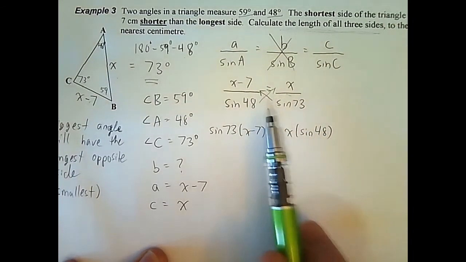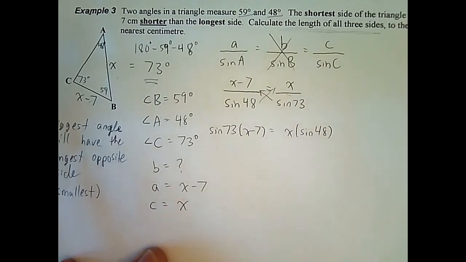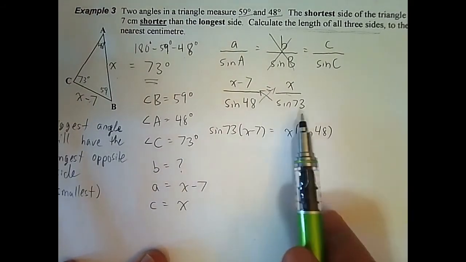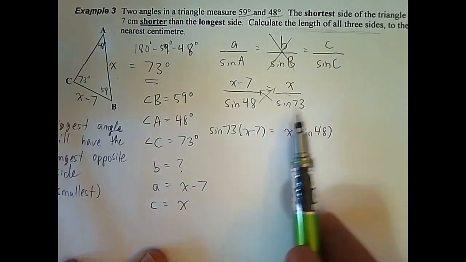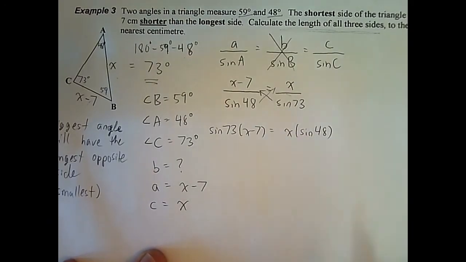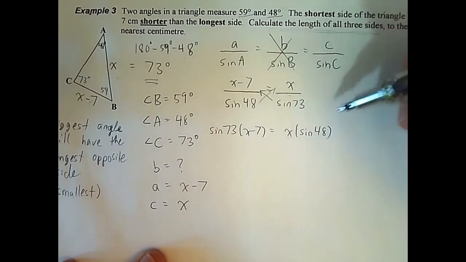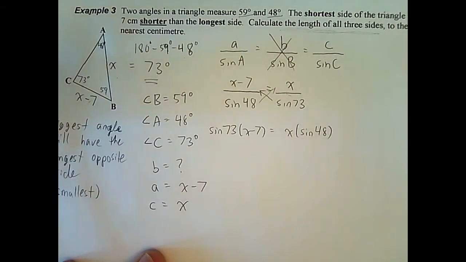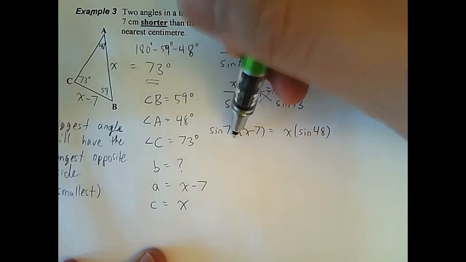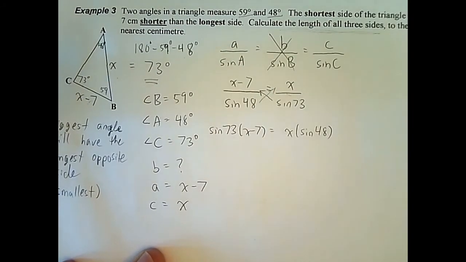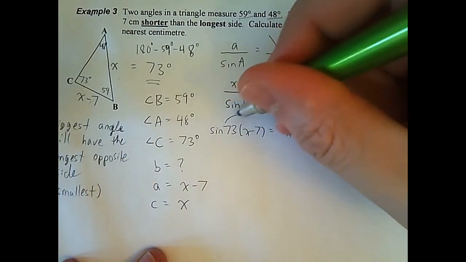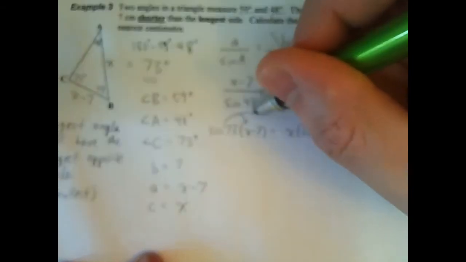If you have trouble with this, please book an office hour with me. It's like 5 minutes and I can help you understand it. So all I did was cross multiplying, or multiplying both sides by both denominators, and then canceling out. So now I have sine 73 times (x minus 7) equals x times sine 48. Remember that sine 73 and sine 48, they're still numbers. So I'm just going to treat this like the distributive property.